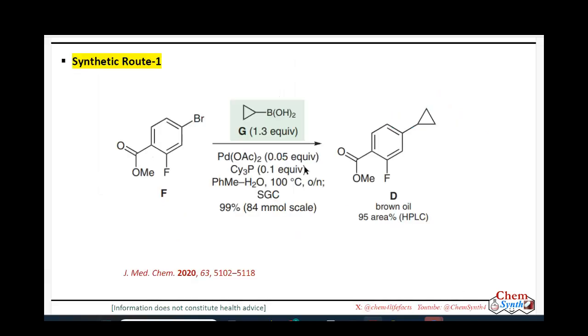Now I will discuss the synthetic route. I will discuss two different synthetic routes. First, I will discuss the medchem route that was reported by Novartis.